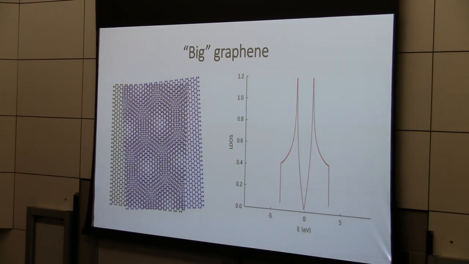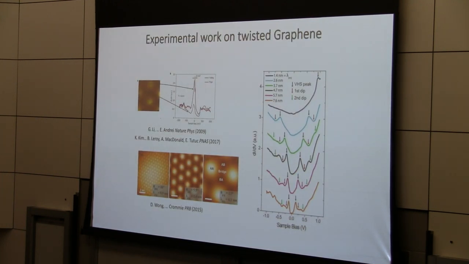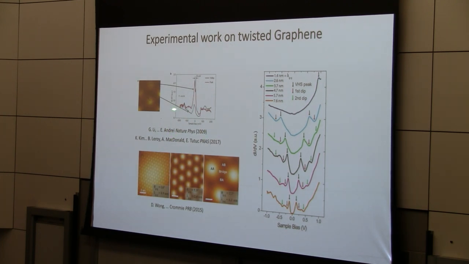Yeah. So that sort of understanding was reached way back in 2008, 2009. In fact, here is a beautiful STM experiment from the group of Eva Andrei, where they measured the Moiré pattern in twisted bilayer graphene, and they measured these two Van Hove singularities with a spacing of about 10 millivolts. And so this was already realized back then.